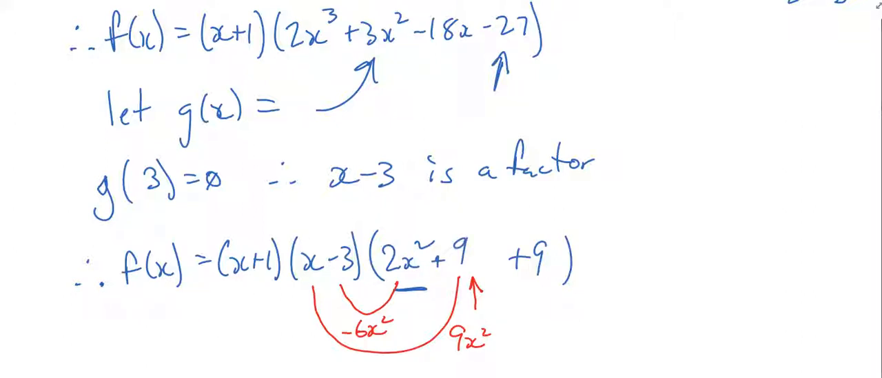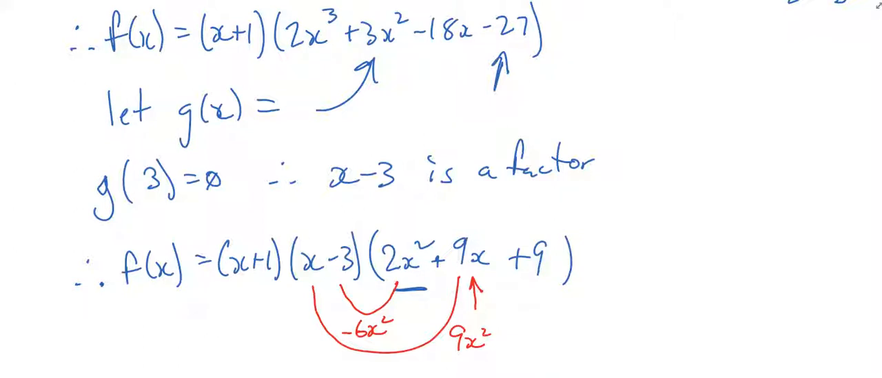So it's going to be plus 9x, so that I get x times 9x is 9x squared. Negative 3 times 2x is negative 6x squared, and they have to add to 3x squared. You don't have to do that. You can just do synthetic division. But if you think you like that, and I'm sure some of you at least will get it, you can do that when you get down to the quadratic.